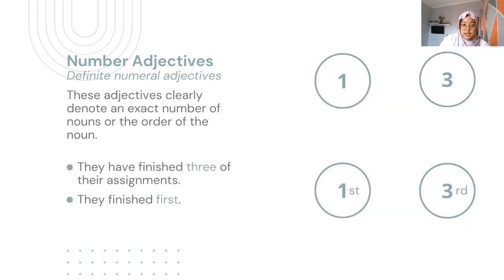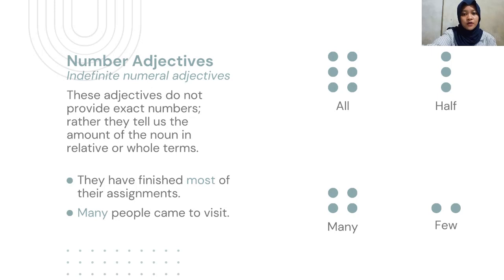Number adjectives, definite numeral adjectives. These adjectives clearly denote an exact number of nouns or the order of the noun. They have finished 3 of their assignment. They finished first.